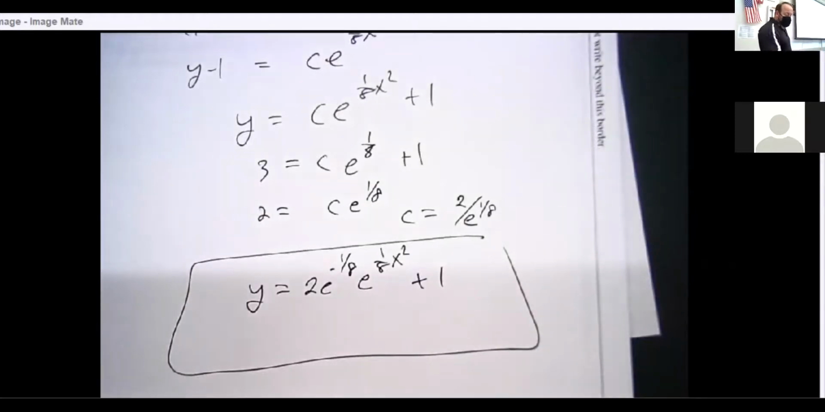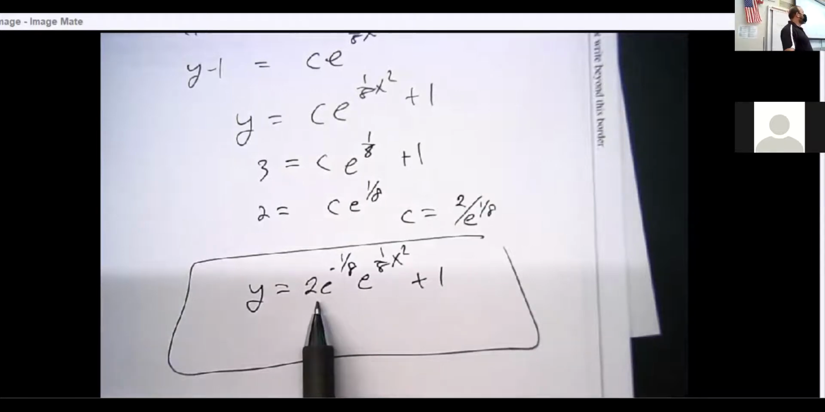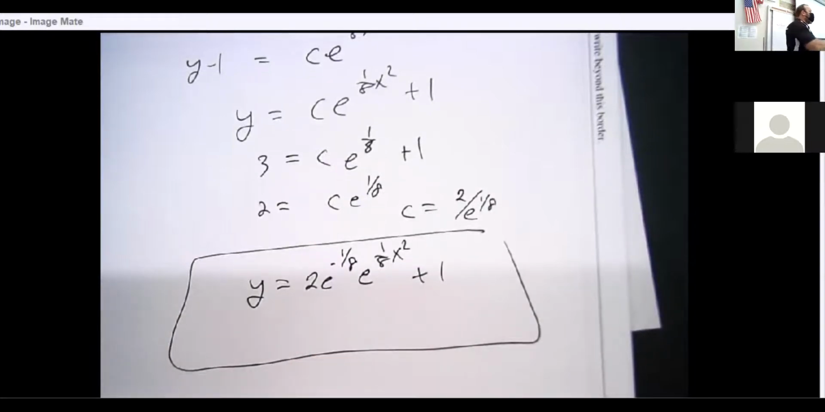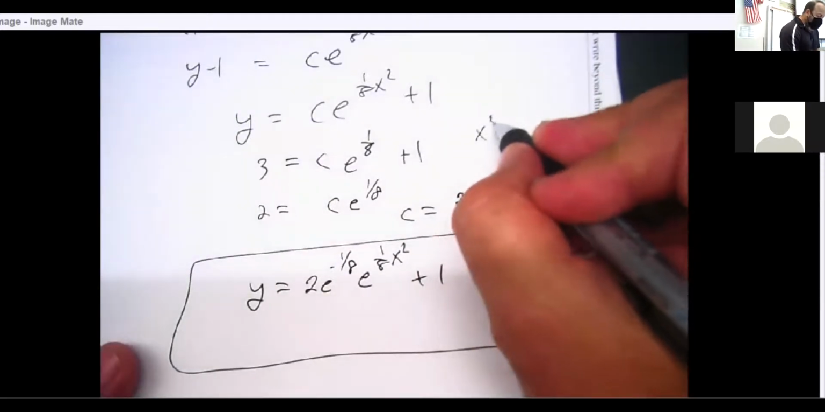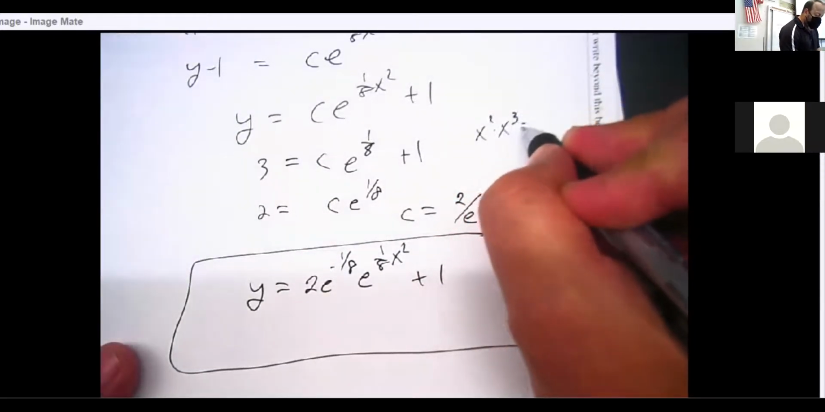Now, what if you had left an e to the 1/8 in the bottom? Fine, I don't care. It's going to be fine. There's nothing wrong with that. By the way, this answer and the other answer are not going to match the key because there's something kind of screwy. You guys remember back from basic algebra, what is x squared times x cubed?